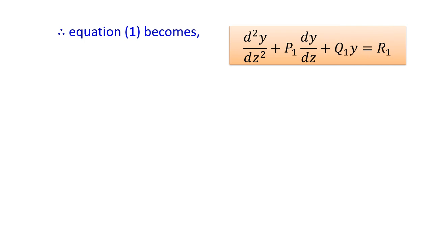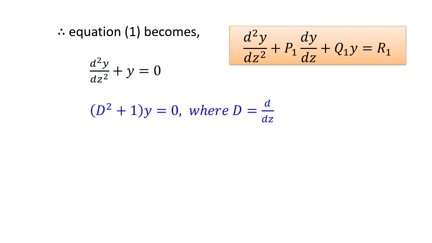Now, what happens to equation 1? So, equation 1 is d square y by dz square plus p1 into dy by dz plus q1 into y is equal to r1. Now, we shall substitute the values of p1, q1 and r1 in this equation. Therefore, we get d square y by dz square plus y is equal to 0. Now, this can be written as d square plus 1 into y is equal to 0, where d is d by dz. Now, this is a linear equation with constant coefficients. So, we can solve this one.